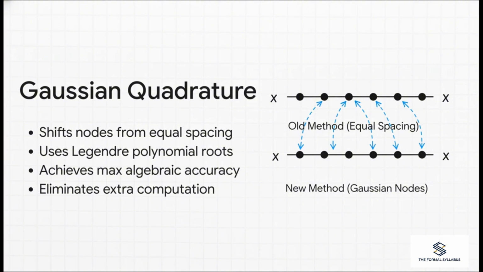This method strategically shifts the evaluation points, the nodes themselves, away from equal spacing. By perfectly placing these specific points at the roots of complex functions called Legendre polynomials, we essentially squeeze out maximum algebraic accuracy, achieving an order of 2n-1 precision. It is literally the ultimate optimization. It gets the most accurate result mathematically possible without adding a single ounce of extra computational weight.